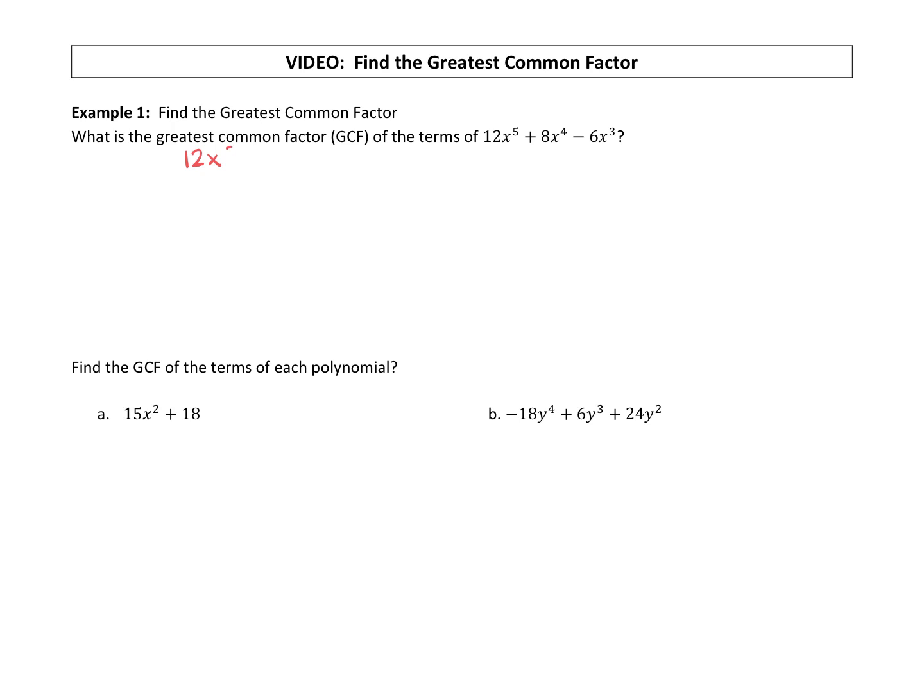We have a 12x^5. We have an 8x^4. I'm going to ignore that negative for a second. We'll come back to that in our next example. And a 6x^3. Let's start by looking at the coefficients, the 12, the 8, and the 6.